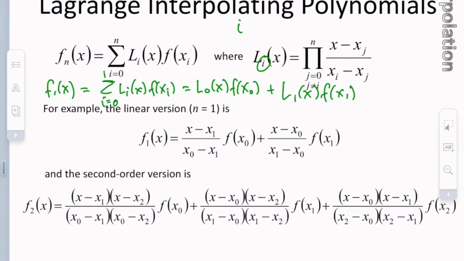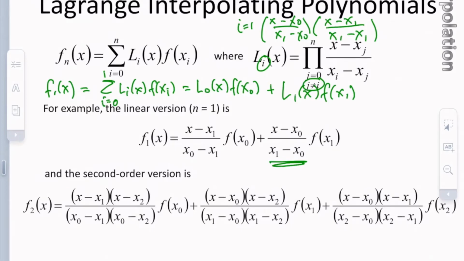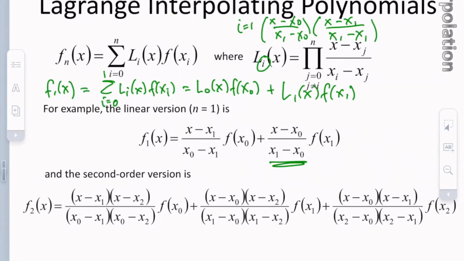Now for i equals 1, we have x minus x naught over x1 minus x naught, which is what we have here, multiplied by x minus x1 over x1 minus x1, but this is not allowed, so we remove that term.